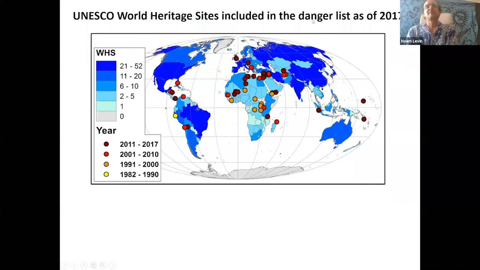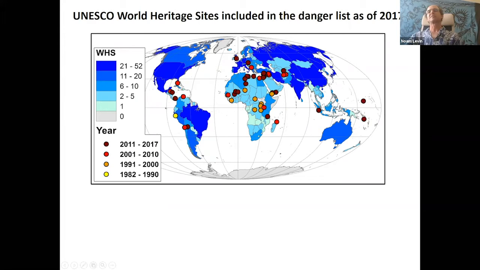Okay, so let's start with some of the findings. The countries are colored based on the number of World Heritage Sites within them, and the points show the World Heritage Sites which have been declared as being in danger. Altogether, when we did this study, there were 54 World Heritage Sites in danger, and 30 of those have been declared as such after 2010. So it's a very rapid increase just in the recent decade.